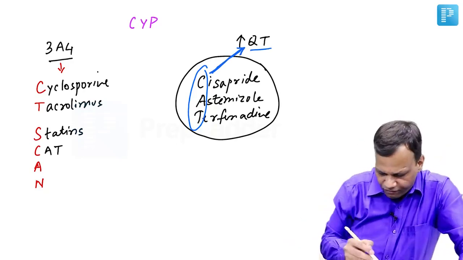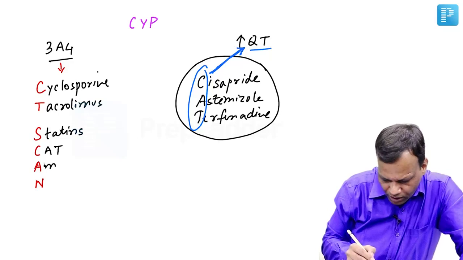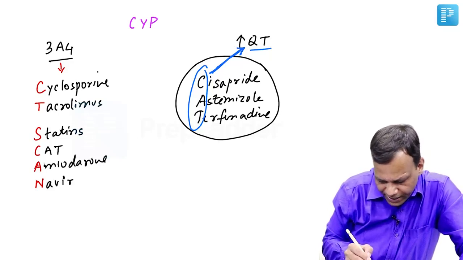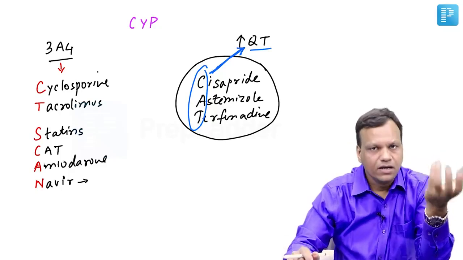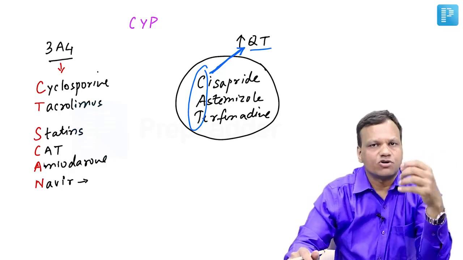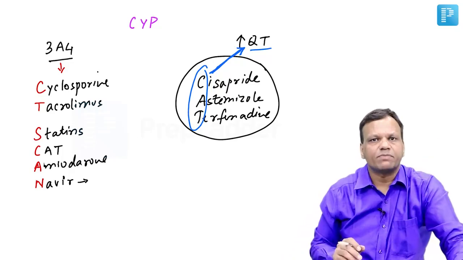Okay. Then A for amiodarone, and N for navirs. Any drug ending with navir, like ritonavir, amprenavir, these are protease inhibitors of HIV. Okay? So these are the drugs which are metabolized by CYP3A4.